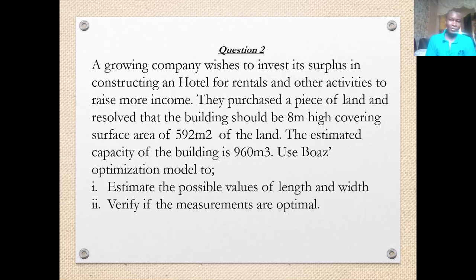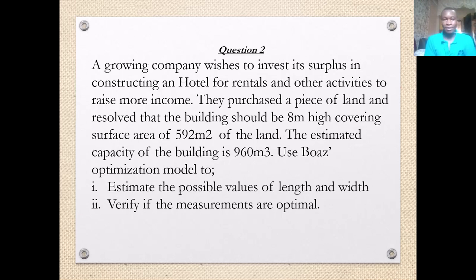They purchased a piece of land and they decided that the building should be 8 meters high, covering a surface area of 592 meters squared of the land. So the land they purchased, they want to separate 592 meters squared for the building to build a hotel, so that they can raise more income from that hotel.